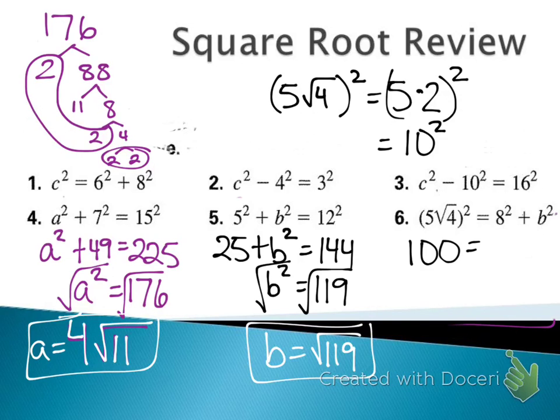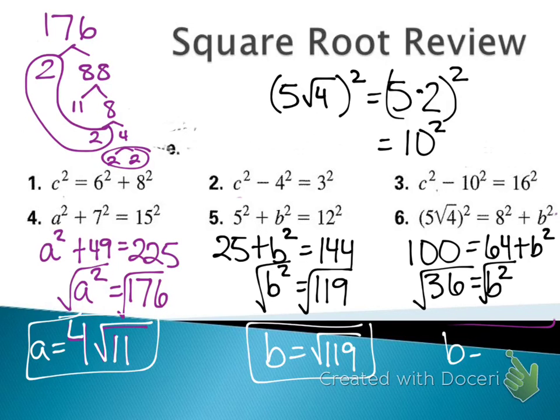What's 8 squared? In order to get b squared by itself, what do I need to do? Subtract 64. What do I get? 36. To get b all by itself, I need to square root. What's the square root of 36? 6. So on this one, b equals 6.